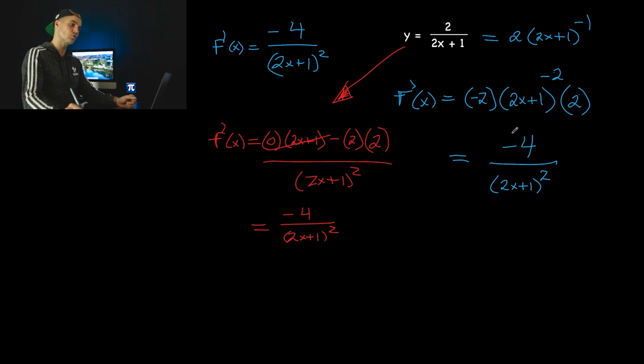Right, so with the quotient rule and with the chain rule, we end up getting the same derivative that we got using the first principles, so we could be pretty confident that that answer is correct.